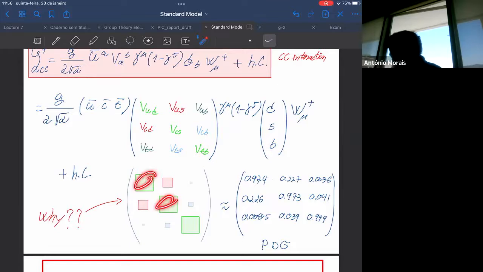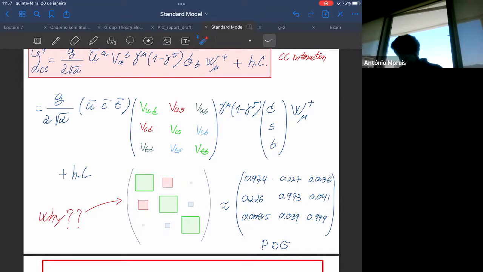Unitary in the sense that the squares are proportional to the sizes here. I did it by eye, but the squares are proportional to the sizes. So this is almost 1, 1, 1. Almost diagonal, but not exactly diagonal. It's almost 0.97, 0.97, 0.99. And the other ones are a lot smaller. I think you can see there is a small square here, and a small one there.